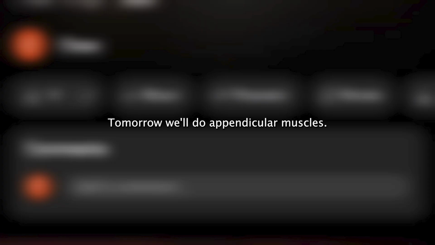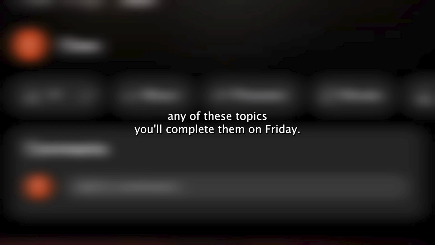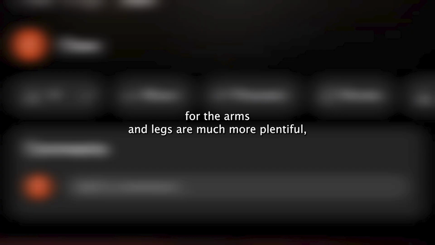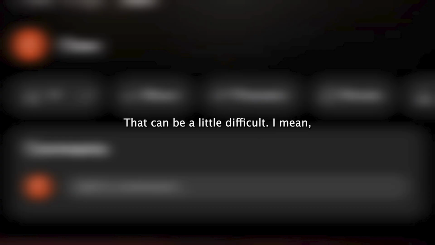Tomorrow, we'll do appendicular muscles. And then Friday, if I have not finished any of these topics, you'll complete them on Friday and just review everything. On Thursday. So it gives us 3 days, which is really more than enough. And the models for the arms and legs are much more plentiful, so that won't be an issue. It's just the axial models that can be a little difficult.